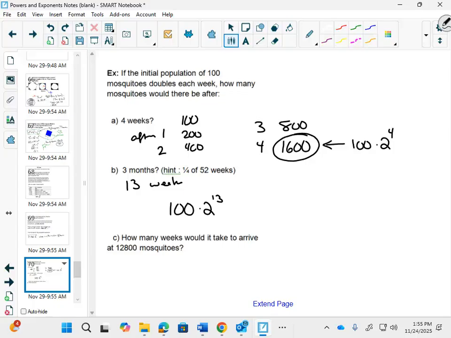Type this into your calculator. Would it be just 1300 or no? Type this into your calculator, and did you get 819,200 mosquitoes? That is a lot of mosquitoes.